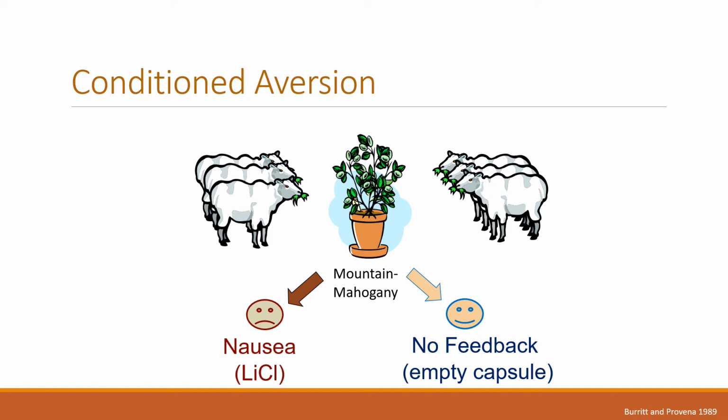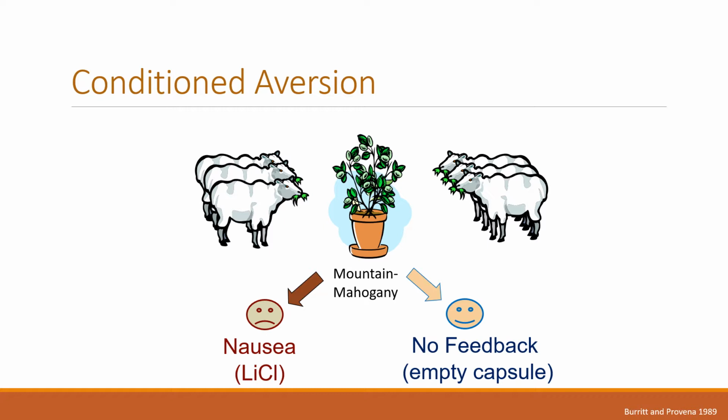She fed them mountain mahogany in pots, and mountain mahogany is a perfectly good plant for sheep. They like it. It's got lots of soluble carbohydrates in it because it's got nice big fleshy leaves, and it's a really palatable shrub. One of the groups, after they ate mountain mahogany, Beth gave them a gelatin capsule with some lithium chloride in it.